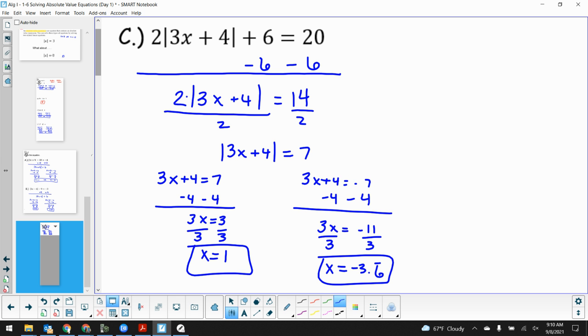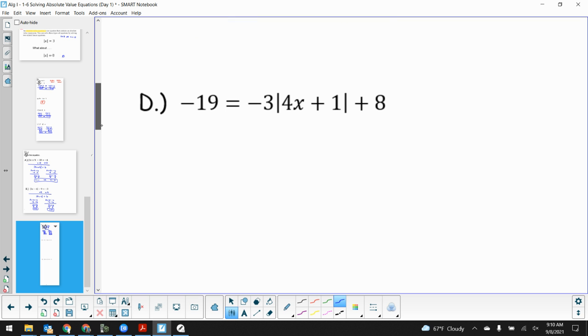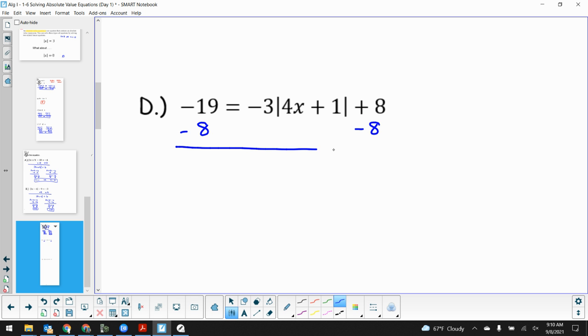Okay, let's do one more of those. You might be tempted to say no solution because it's equaling a negative. But be careful. It's not going to come out to be a no solution. What's the first thing that I need to do to get the absolute value alone? Subtract 8. Which gets us our negative 27. Again, don't distribute. Because this is a negative 3, this would be one where it would throw it off. Like if I tried to distribute, this would not work. I divide by negative 3, and I get 9.